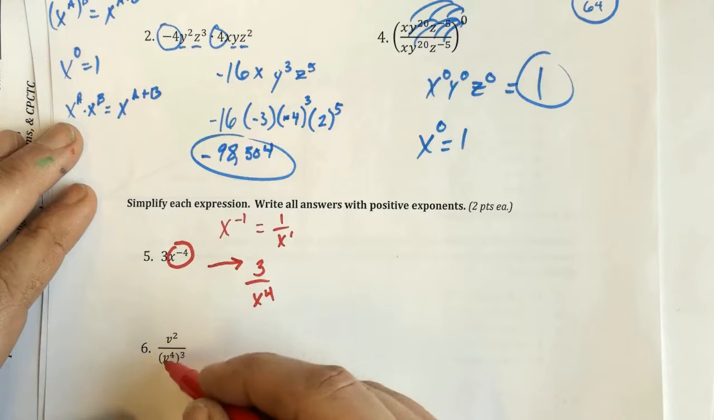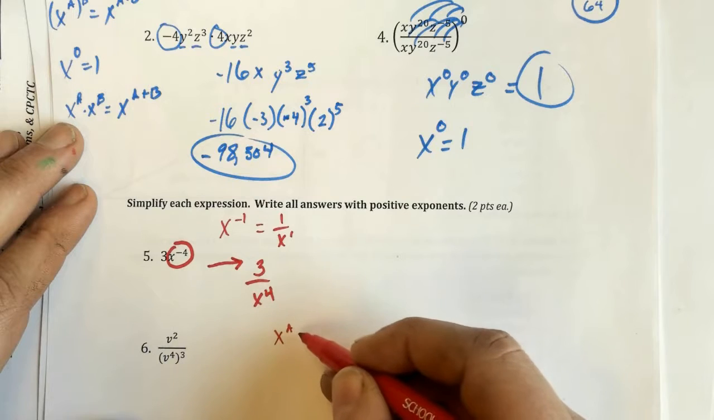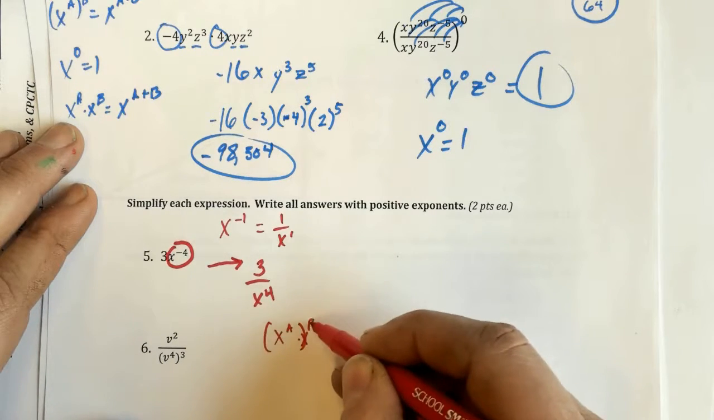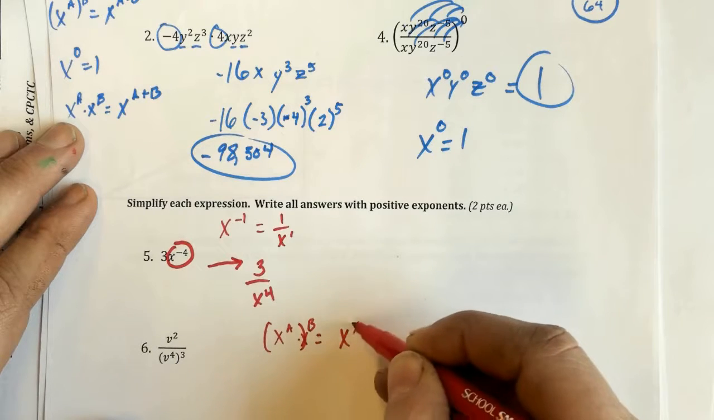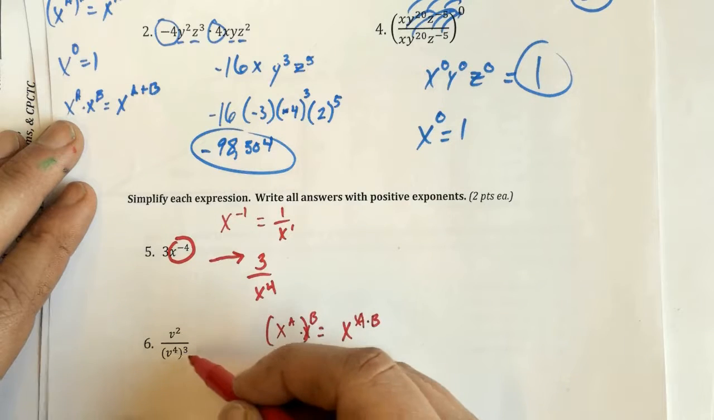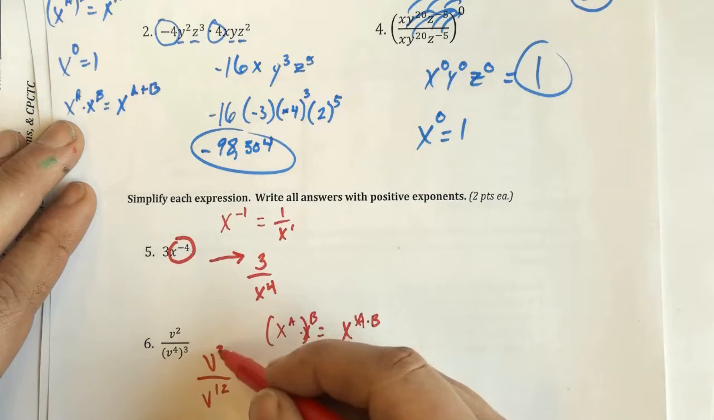Here, we're going to start by simplifying this. We're going to use this rule: x to the a, raised to the b, is x to the a times b. So that's what's happening here. We end up with v to the 12 in the denominator and b squared in the numerator.